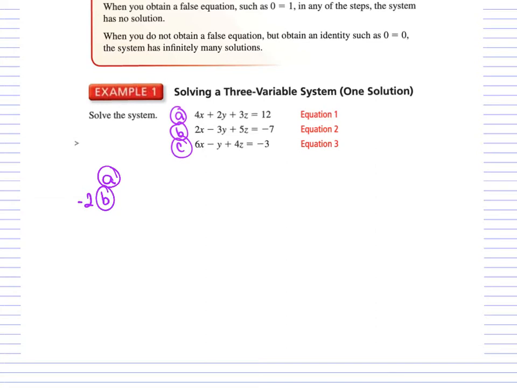My plan's in purple. Okay, so I'm going to take the A equation, and I'm going to multiply the B equation by -2. So I'm going to take -2, -2 times 2x is -4x.